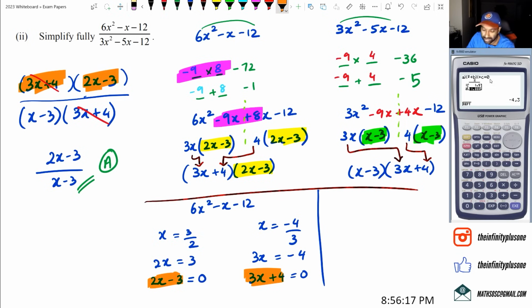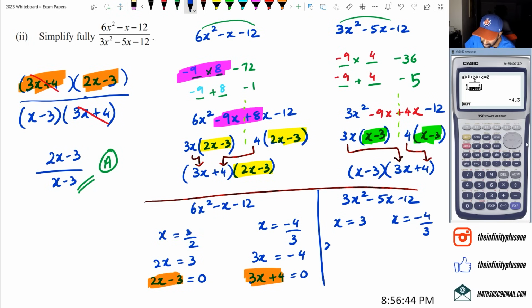Now, if I want to show you the second version of it, I've got 3x squared minus 5x minus 12. So what I'm going to do is go into the calculator and punch in those numbers again. So 3, minus 5, minus 12. There you go, there are my two answers. I've got x equals 3 or x equals -4/3. So I'm going to write that down: x equals 3, x equals -4/3.